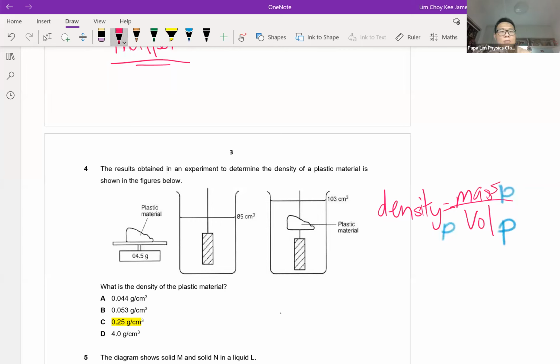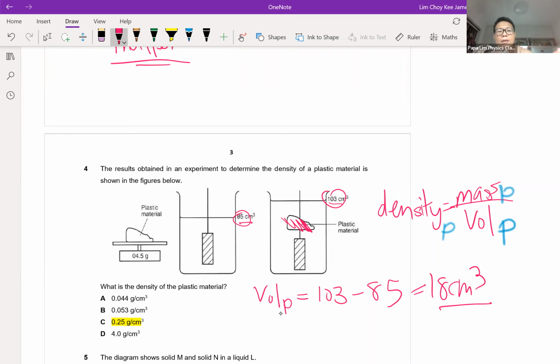Volume of plastic is straightforward, 85 to 103. You will definitely have the volume of the plastic material, which is here. If you take the difference between 103 and 85, you will have the volume of the plastic, which is 103 minus 85. On your calculator, it will be 18 cm cube. So I have the volume, and the mass is given here, 4.5 gram. With these two numbers, you should be able to get the density, quite easily done.